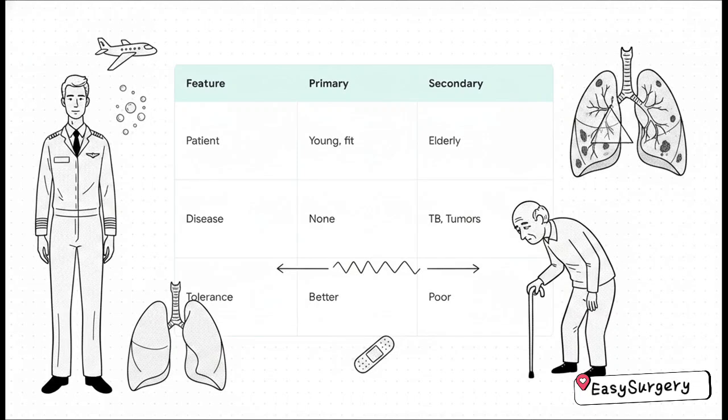Think of an airline pilot mid-flight. Because they're healthy, they actually tolerate it pretty well. It can even be self-limiting. But secondary spontaneous pneumothorax, that is a whole different beast. It happens in elderly patients who already have underlying lung disease, like TB, tumors, or emphysema. Their lungs are already compromised, so it's poorly tolerated and almost always requires stepping in with an aspiration or a chest tube placed right in the triangle of safety.